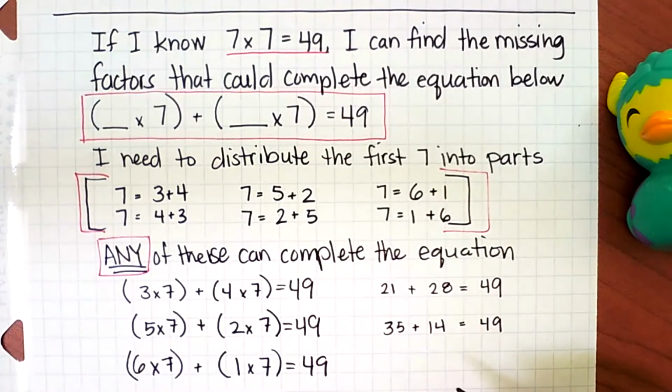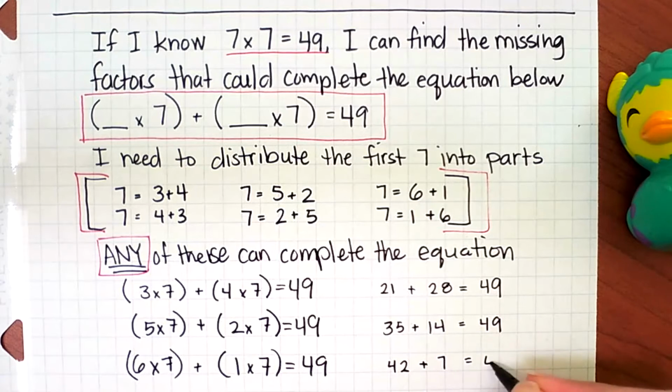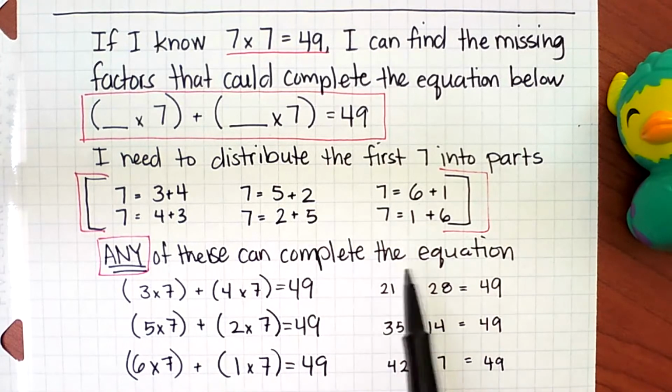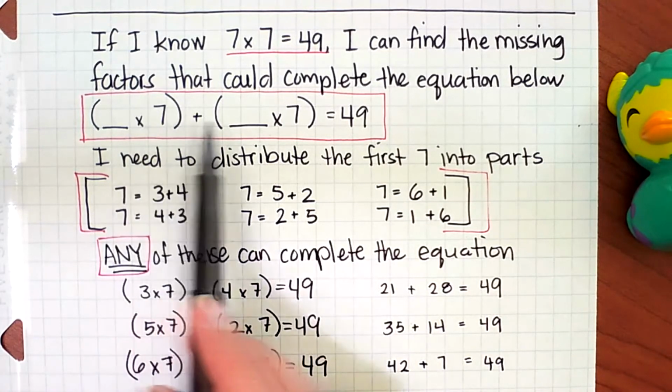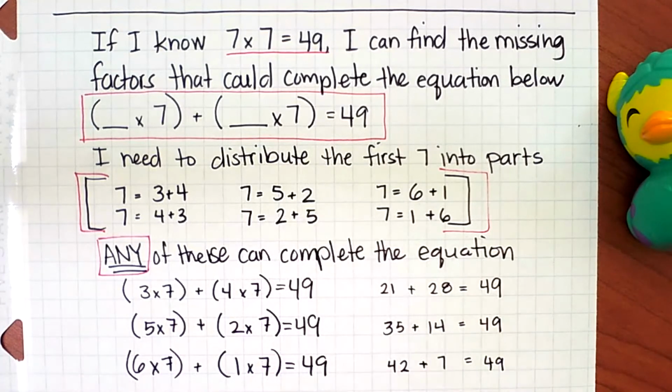Then I can do 6 times 7, which is 42, plus 1 times 7 is 7. This will also equal 49. So I can use any one of these. A lot of times, if they're asking you to just fill in an equation like this, there's usually more than one right answer. There's more than one way for you to be able to solve.